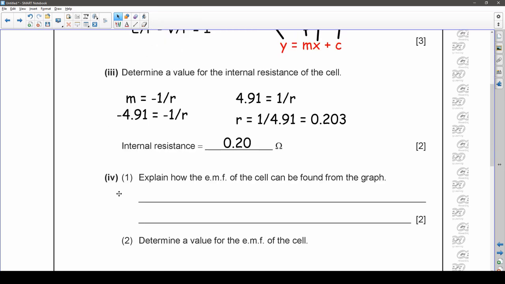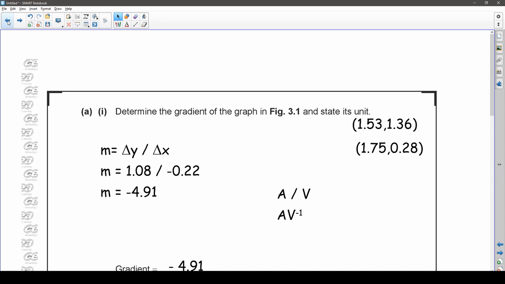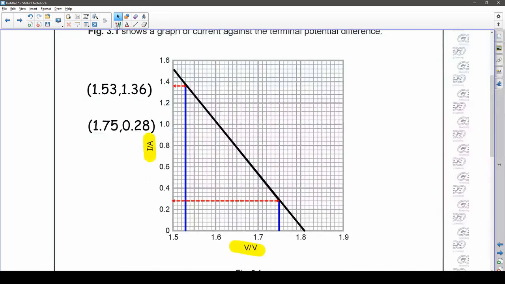Okay, explain how the EMF of the cell can be found from the graph. Now the temptation is to go up here and find the y-intercept, then use E over r equals the y-intercept. Perfectly fine, except for the fact that our graph here does not allow us to do that. I've extrapolated back this graph to here and gone, alright cool, my y-intercept is 1.52, except that it's not. Because the y-intercept is the value when x equals 0, and we don't have that. This is where x equals 1.5. Now we can plug that into our formula.